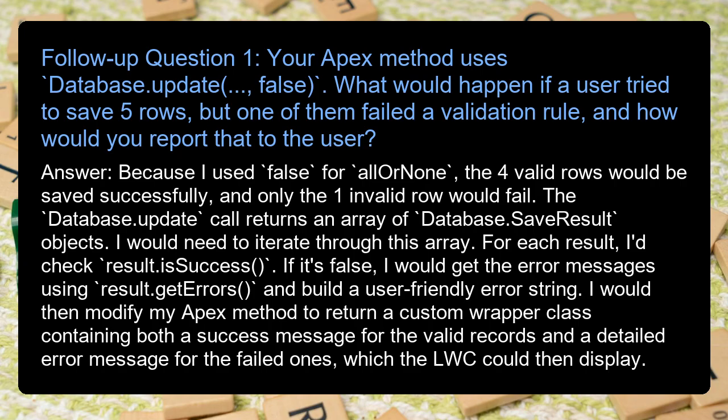The Database.update call returns an array of Database.SaveResult objects. I would need to iterate through this array. For each result, I would check result.isSuccess(). If it is false, I would get the error messages using result.getErrors() and build a user-friendly error string. I would then modify my Apex method to return a custom wrapper class containing both a success message for the valid records and a detailed error message for the failed ones, which the LWC could then display.